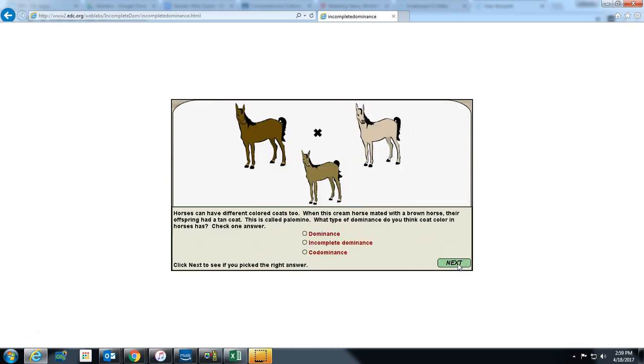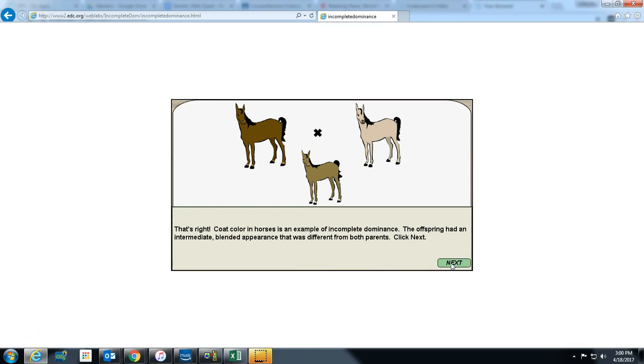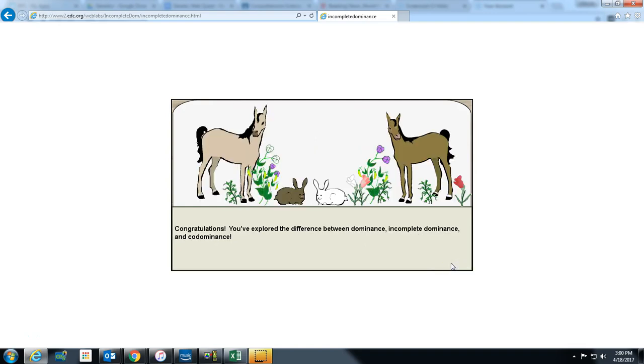Horses can have different colored coats too. When this cream horse mated with this brown horse, their offspring had a tan coat. This is called a palomino. What type of dominance do you think coat color in horses has? And this should remind you immediately of the incomplete dominance that our snapdragons had when the red and the white made pink. So coat color in horses is an example of incomplete dominance. The offspring had an intermediate blended appearance that was different from both parents. And that's it for this one. We're going to move on to the second one.